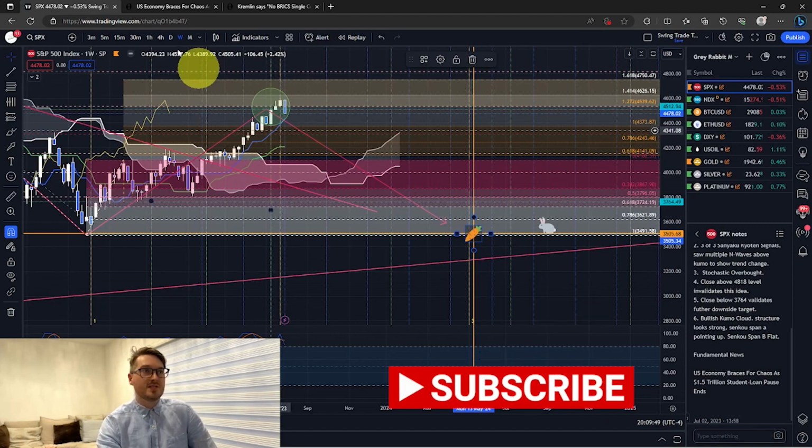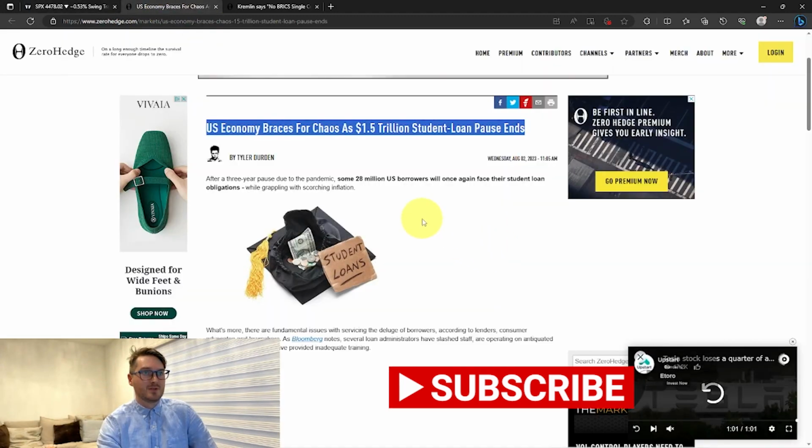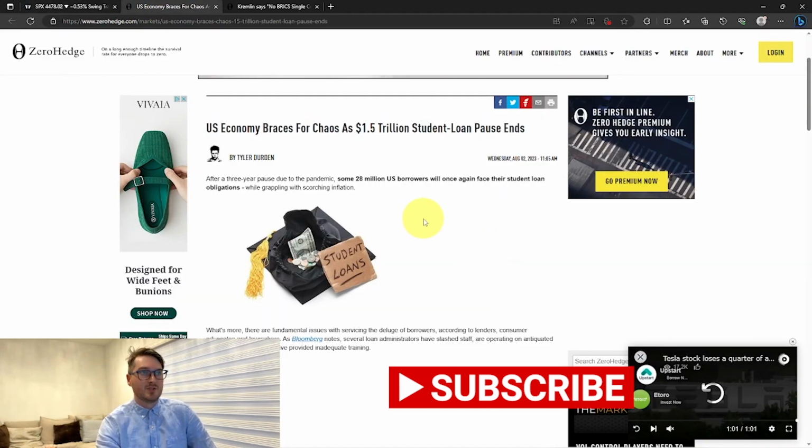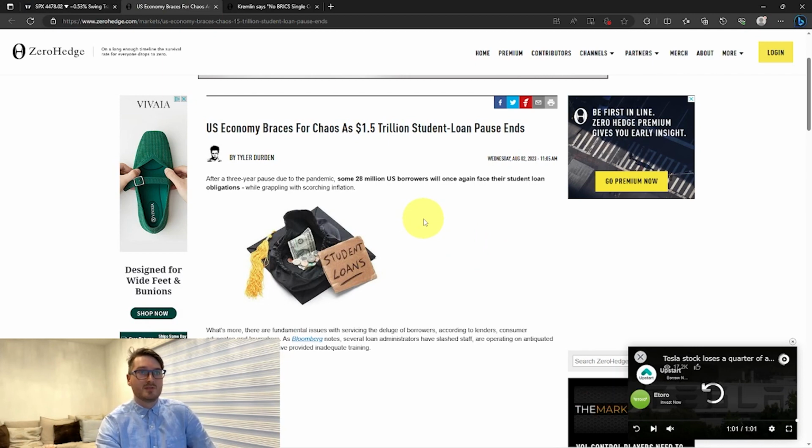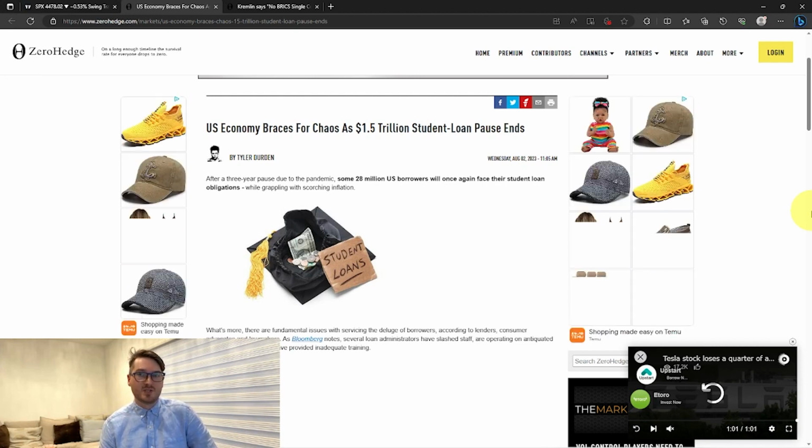And now guys, just in some fundamental news, here's a headline from Zero Hedge. U.S. economy braces for chaos as $1.5 trillion student loan pause ends. After a 3-year pause due to the pandemic, some 28 million U.S. borrowers will once again face their student loan obligations while grappling with scorching inflation.